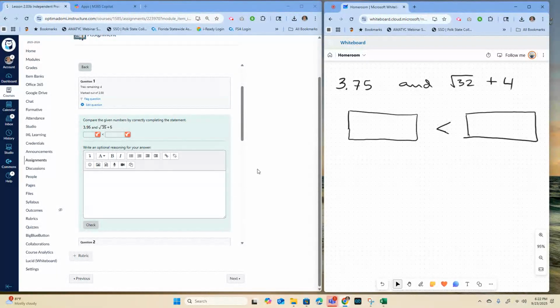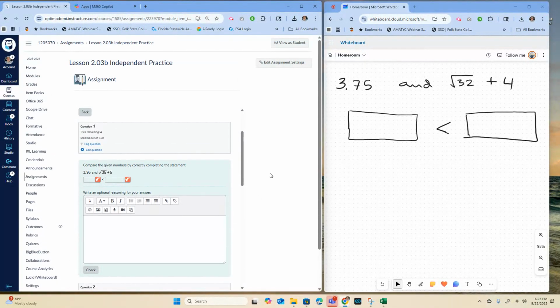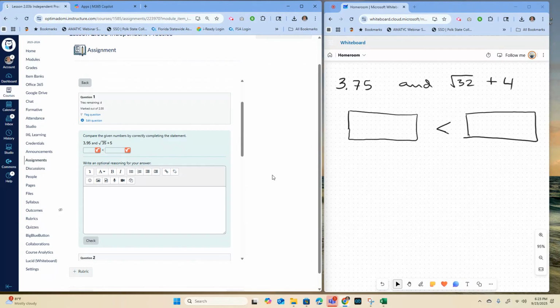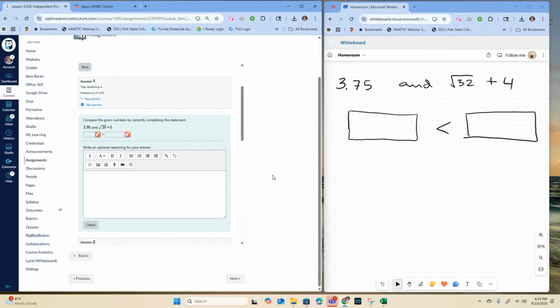All right, here's how you do lesson 2.03b, in which you are comparing two rationals or irrational numbers. There are many ways you can do this, but the way I'm going to do it is using percentages. I'm going to take any decimal and make it a percent. And whatever is not a decimal, I'm going to change it to a decimal first, and then change it to a percent. So for example, here's problem number one.